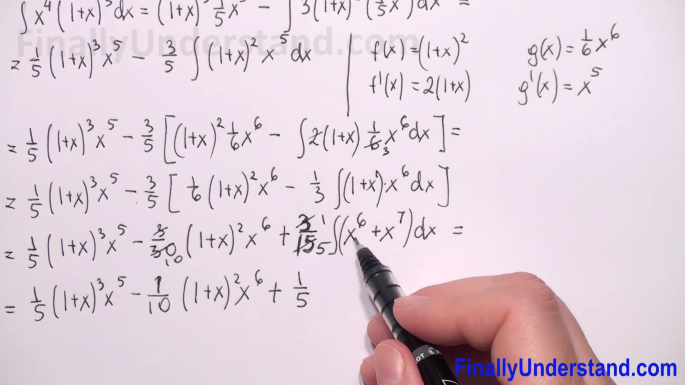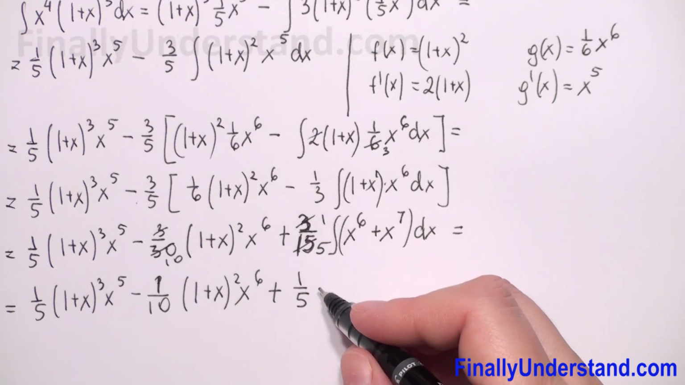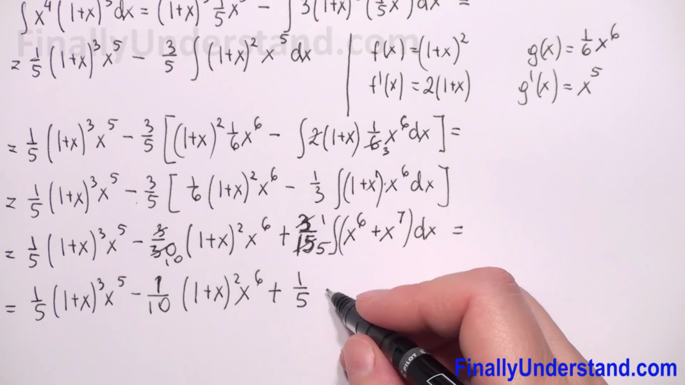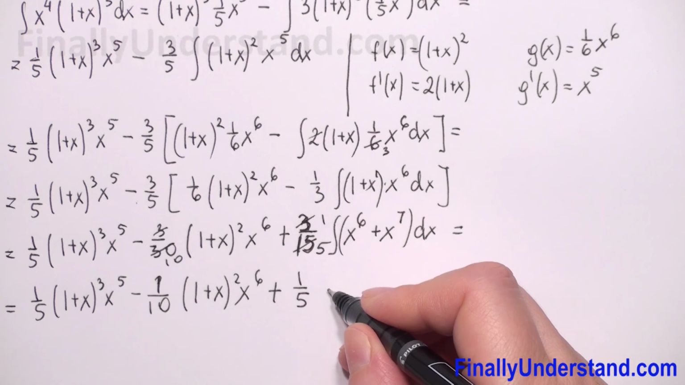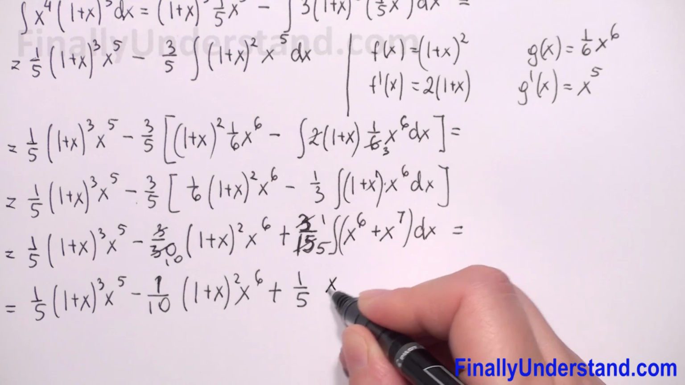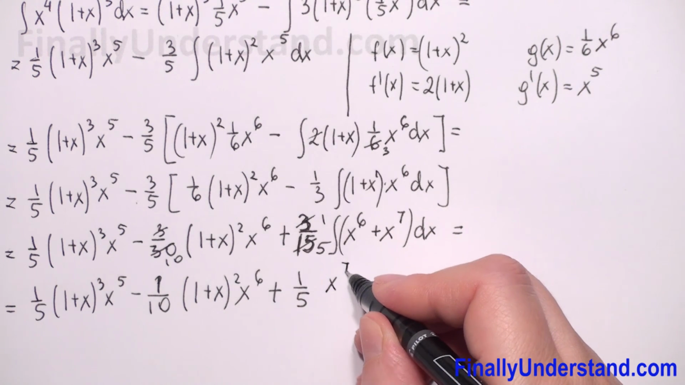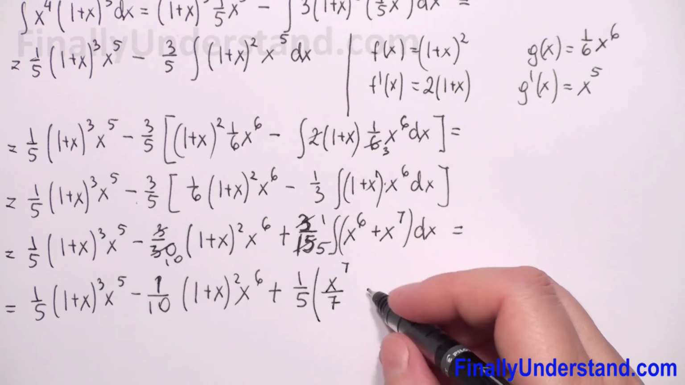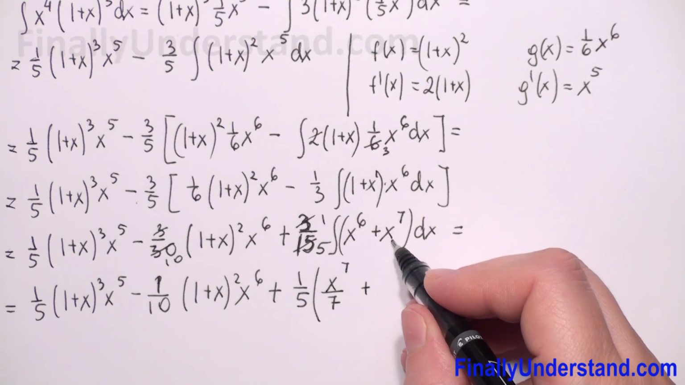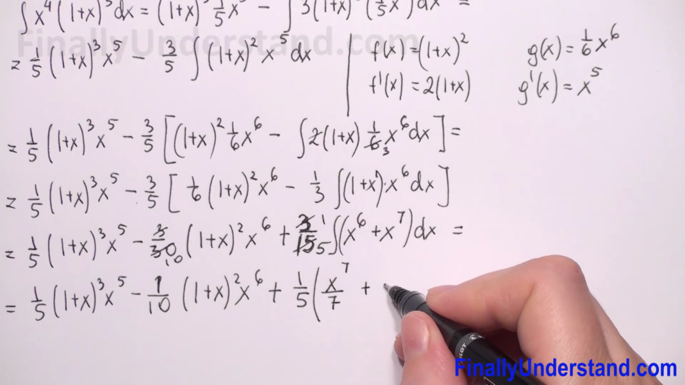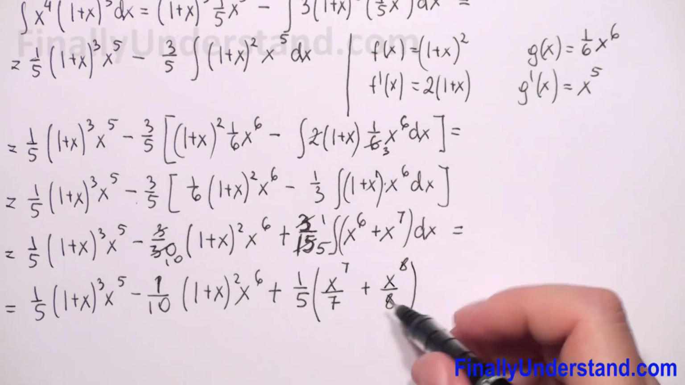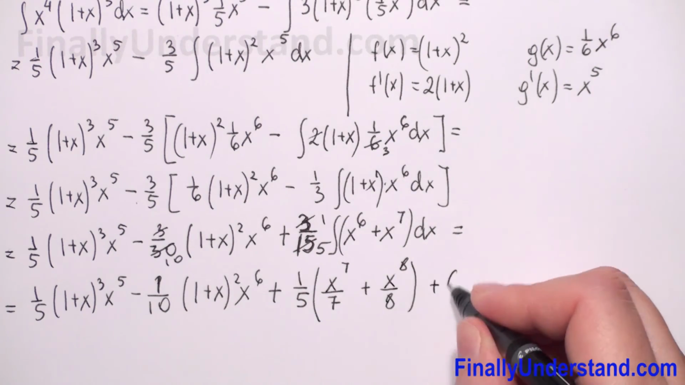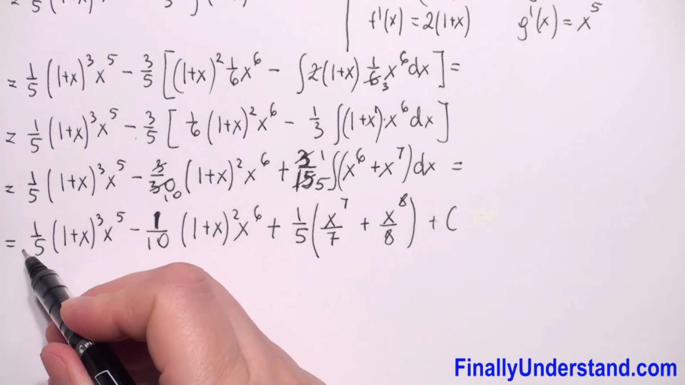So for the integral of x to the 6 power, we need to use the power formula, so this is equal to x to the power 6 plus 1, which is 7, over 7. I will put this in parentheses, plus the integral of x to the 7 power, which is x to the 8 over 8. Of course, we need to add a constant. So this is my solution.